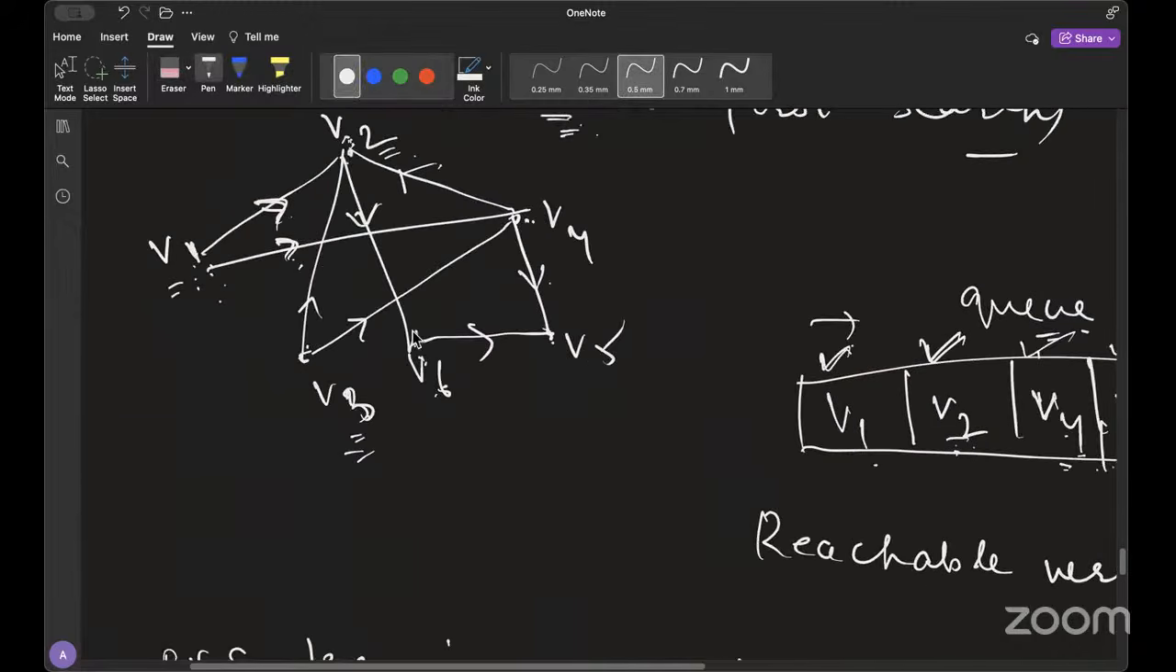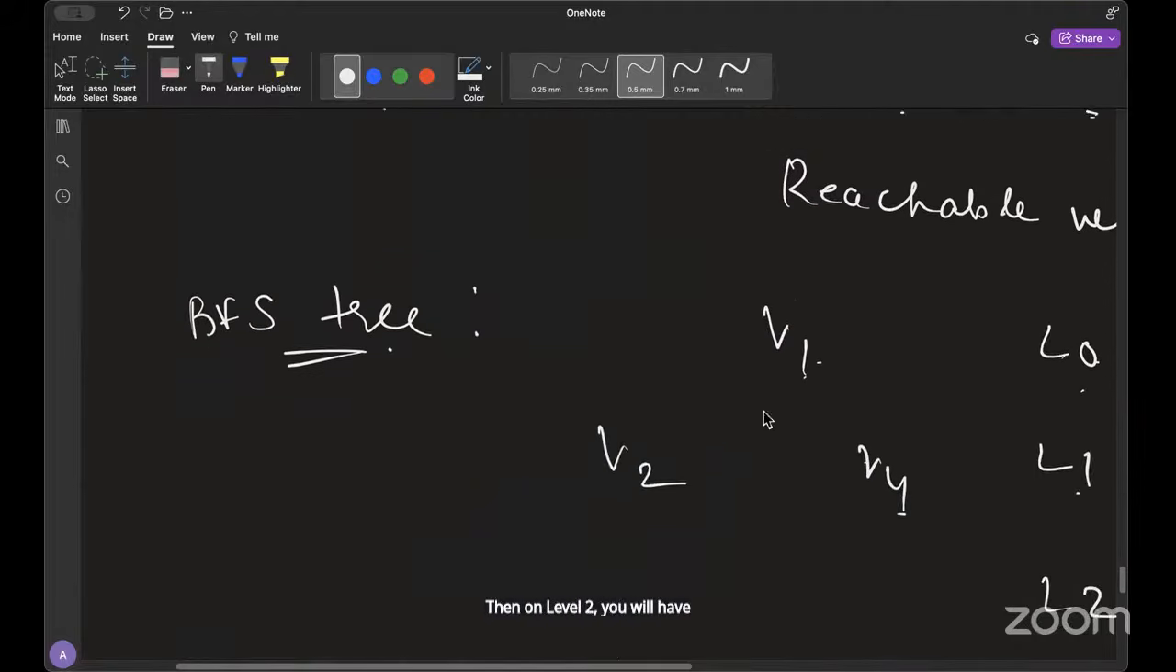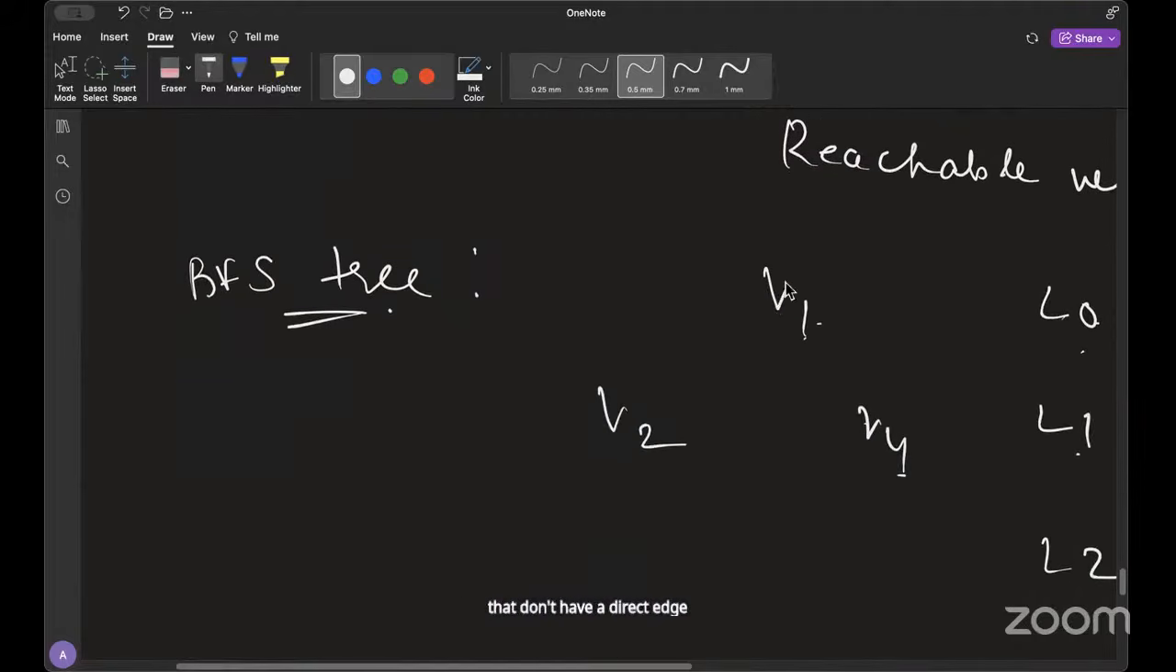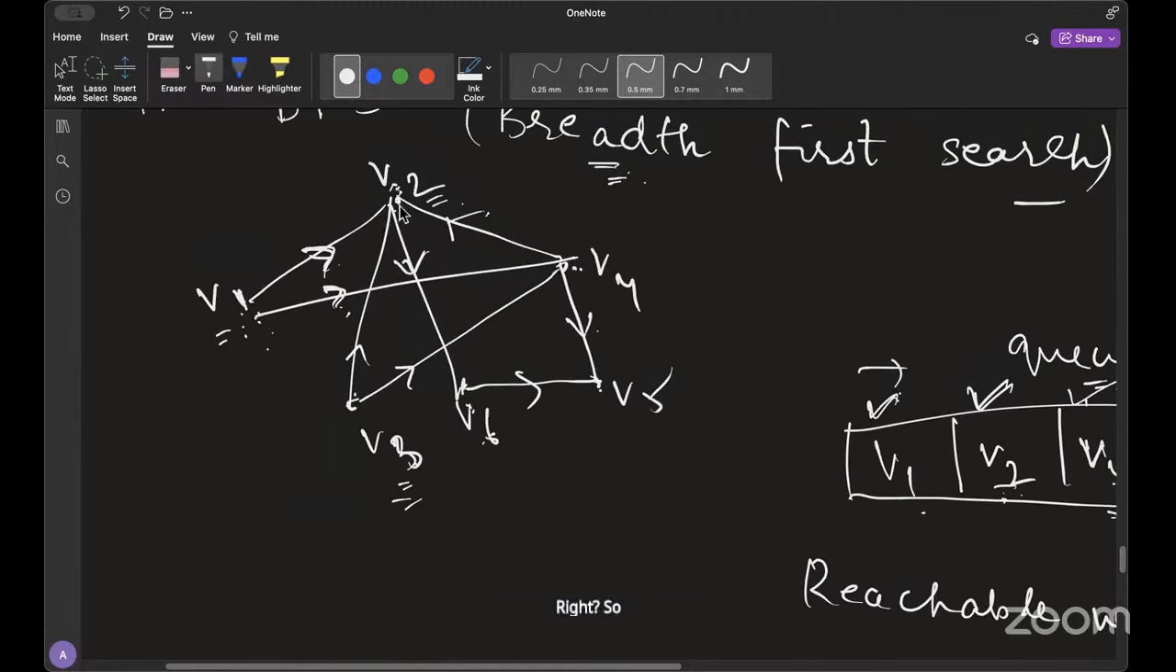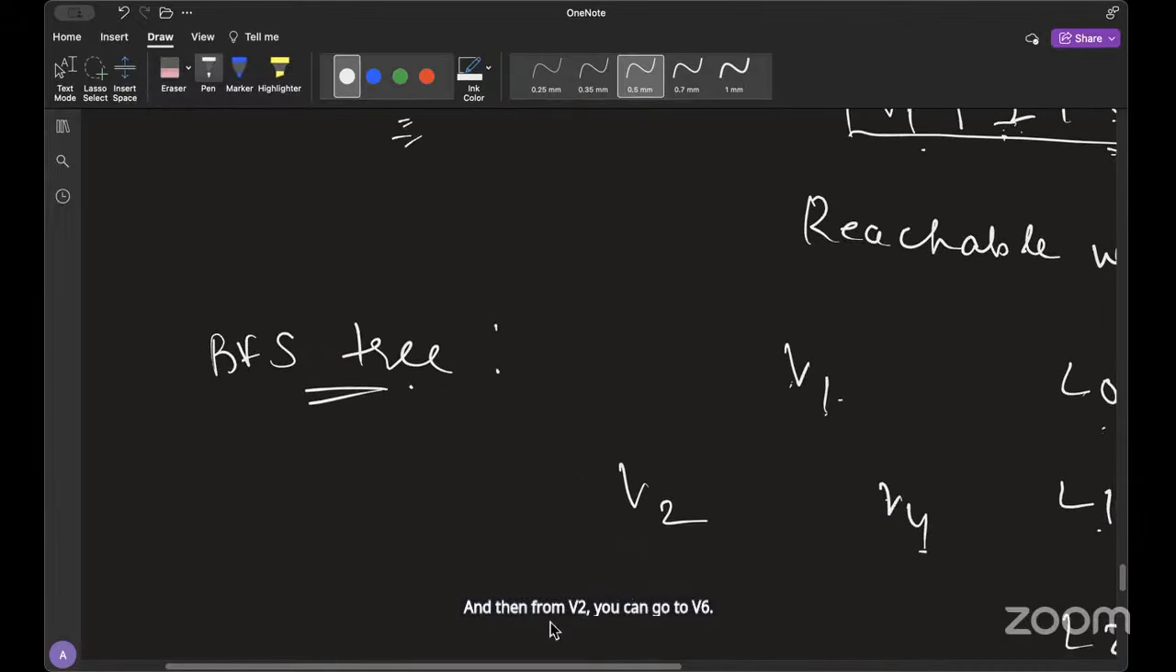Then on level 2, you will have the ones that don't have a direct edge with V1, but they are connected via two edges: from V1 to V2 and then from V2 to something else. Similarly, from V1 to V4 and then V4 to something else, right? So it's V1, V2, and then from V2, you can go to V6. So V6 is here.